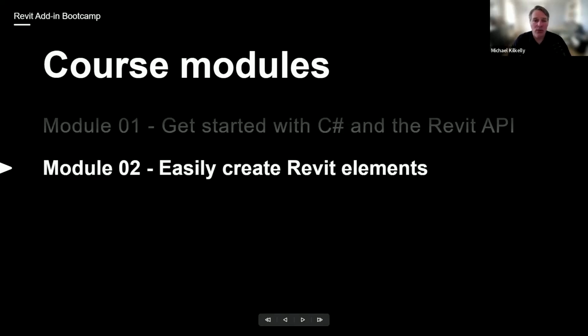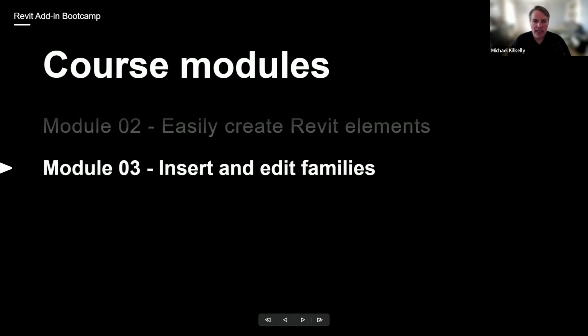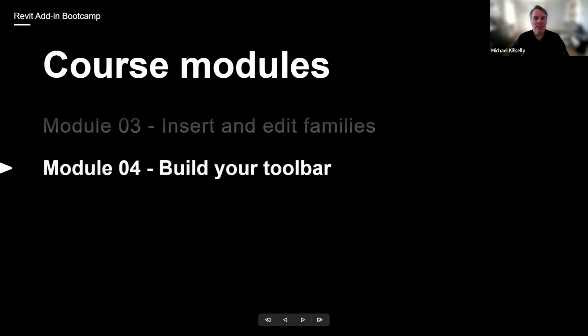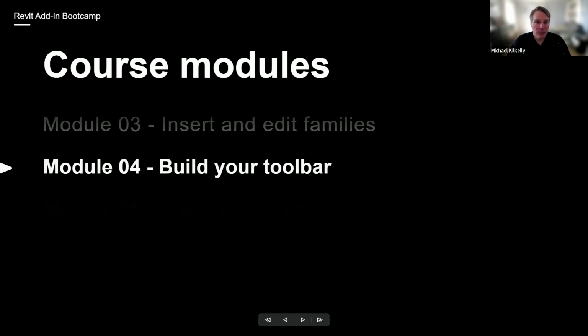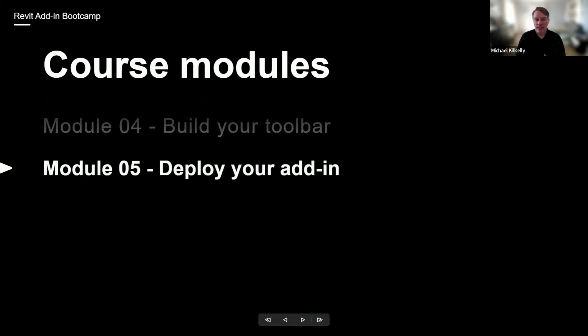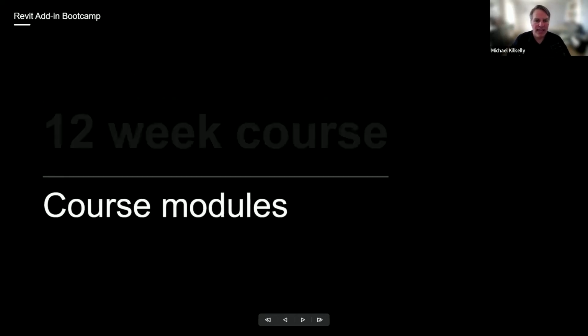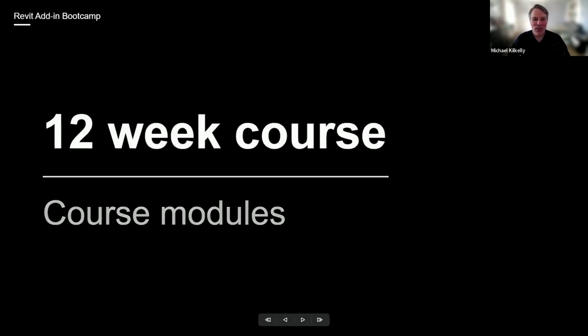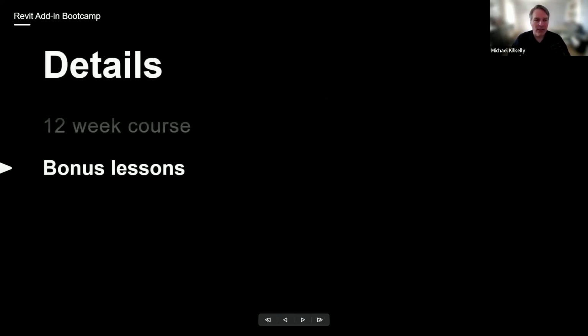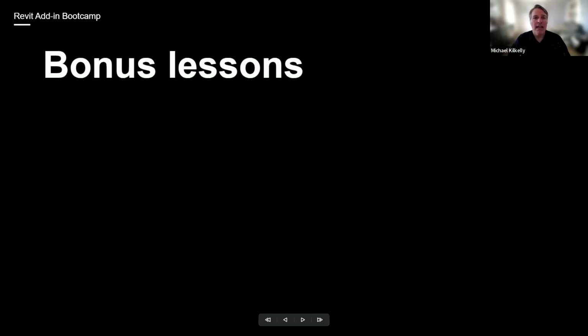Then we look at creating Revit elements using the API. We deal with inserting and editing families. That's a fun one. Then we start getting into building your toolbar, creating user interfaces in module 4. And then module 5 is all about deploying your add-ins. So we'll talk about installers and things like that, and some of the challenges that go with it. So that's the breakdown.